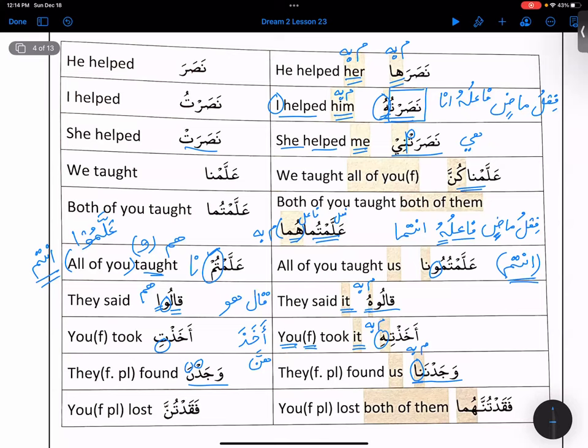Now, next one. Fakadtunna. Antunna. Yes. So this tunna is telling us this is antunna. Very good. Alhamdulillah. So fi'l madin, fa'iluhu antunna. And then fakadtunna huma. Now this huma is an attached pronoun. And what does fakadtunna mean? Female, lost. So you all females lost. And now lost who? Both of them.